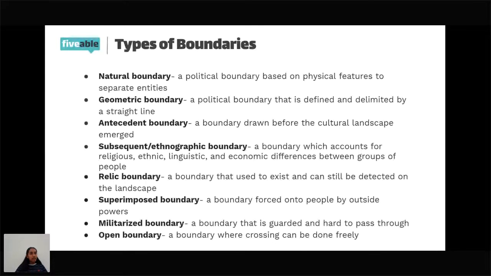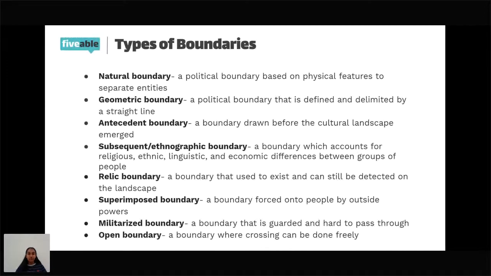A subsequent or ethnographic boundary is a boundary which accounts for religious, ethnic, linguistic, and economic differences between groups of people. So an example of this would be the border between China and Vietnam, which came about after a lot of adjustment between cultures. And a subsequent boundary doesn't just have to be between whole countries. It can also be within a city when you can see differences between the lower class groups and the upper class groups, and that creates kind of an ethnographic boundary, even though it might not be a politically defined boundary.